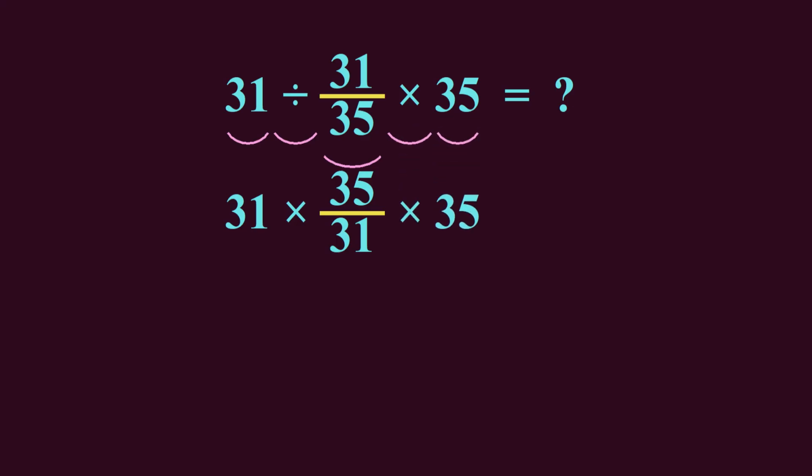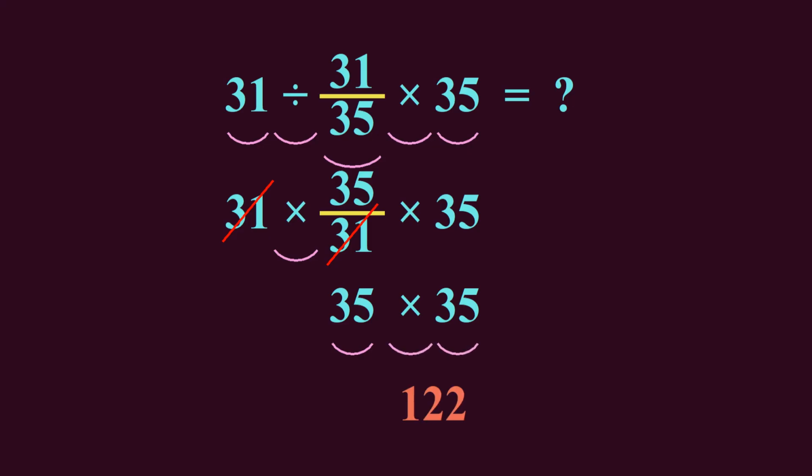Now we have this new problem. First we do this multiplication. We can easily cancel this 31 and this 31, which gives 35. And here again, we have times 35. So here we have this 35 times 35, which equals 1225. And this is our final answer to this problem.